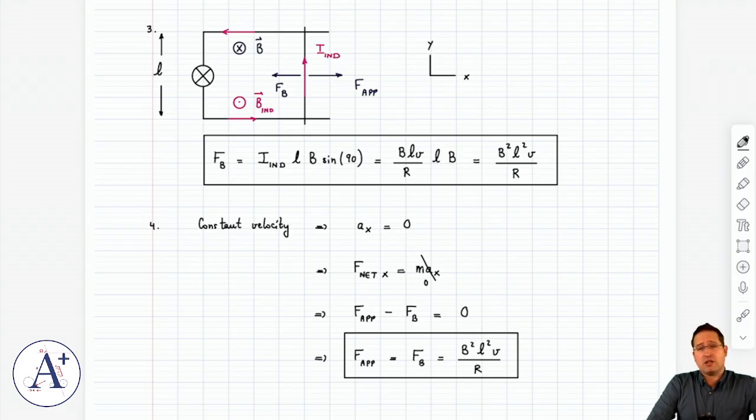I would also strongly encourage you, when you approach induction, to recognize that induction is a change-based phenomenon and wonder what is causing the flux to change. Is it that B changes with time? Is it that the area changes with time? If you want to make problems a little challenging, you could do both at the same time. It's always interesting. But you have to figure out why phi b, the magnetic flux, changes with time.